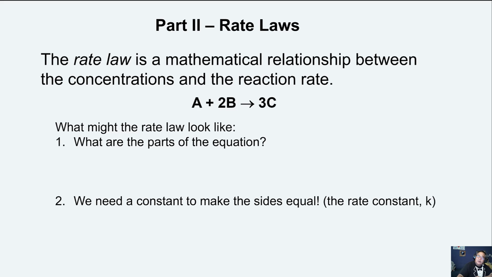Okay, so what do they look like? Well, let's say this is our reaction that's right here: A plus 2B goes to 3C. A rate law might look, for example, like this. So this reaction rate is equal to K times the concentration of, let's say, A times B. It might look like that. And so there are different parts to the equation. There's the reaction rate, RR, which is still the reaction rate, not rate.